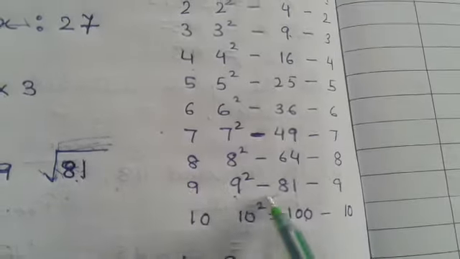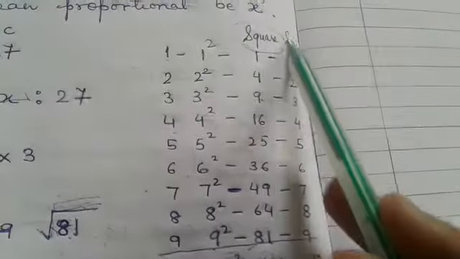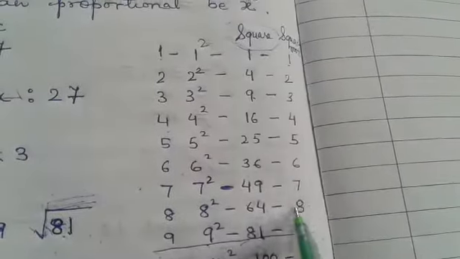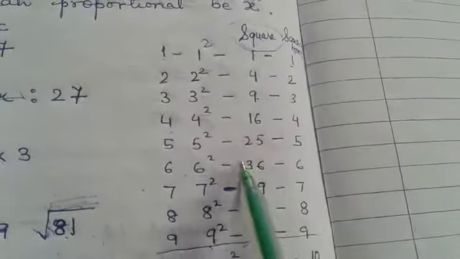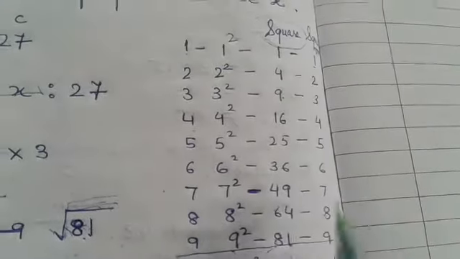So here we have seen that this was our question. Here 81: the square root of 81 is 9, because 9 nines are 81. Square root of 64 is 8. Square root of 49 is 7. Square root of 36 is 6. Square root of 25 is 5. Okay, and so on.